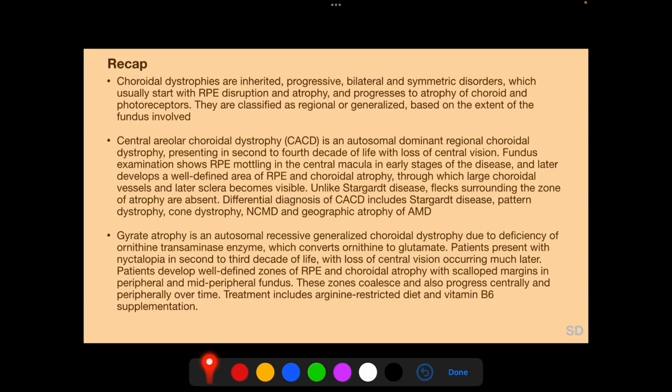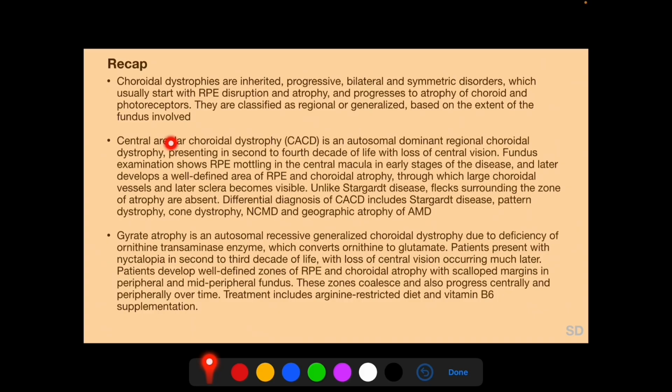To recap the salient points, choroidal dystrophies are inherited progressive bilateral and symmetric disorders which usually start with RPE disruption and atrophy and progress to atrophy of choroid and photoreceptors. They are classified as regional or generalized based on the extent of the fundus involved.